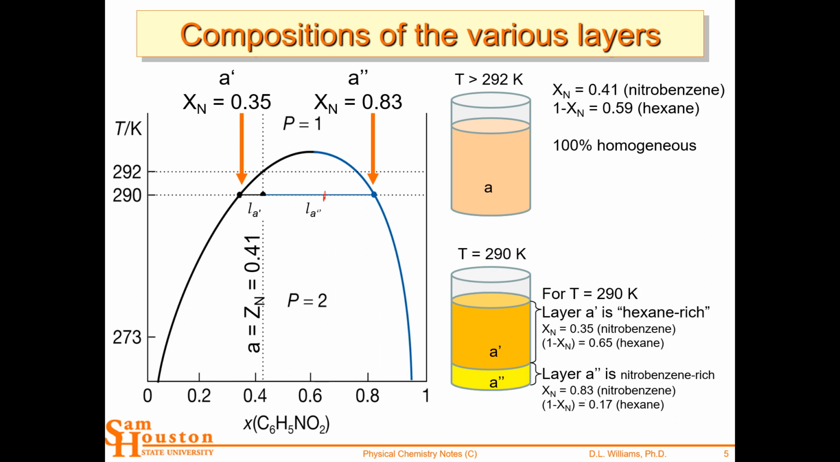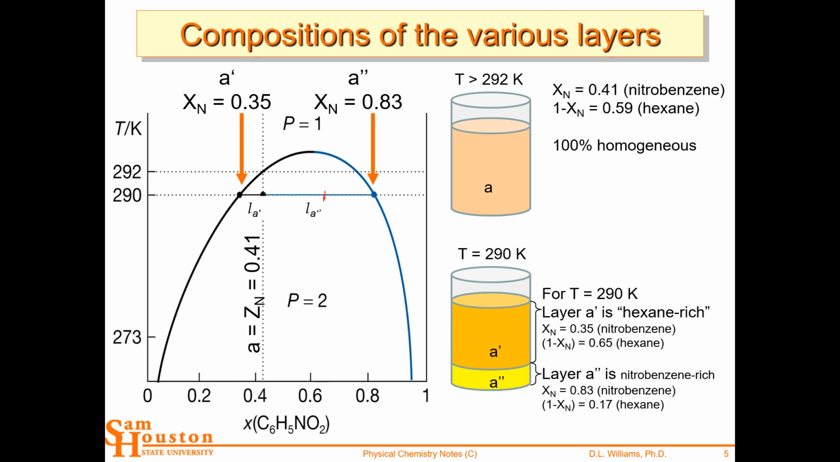And this is why I'm spending a lot of time on this today, because it can be really confusing. We have lots of different amounts. In each layer, we have two different amounts of nitrobenzene and hexane, but we also have how much of each layer there is. Where do I draw this line? That's really the question. Where do I draw this meniscus?